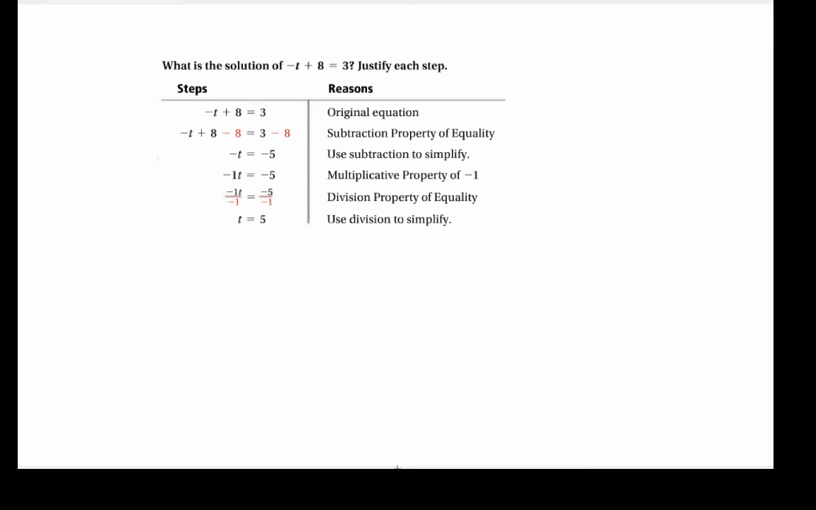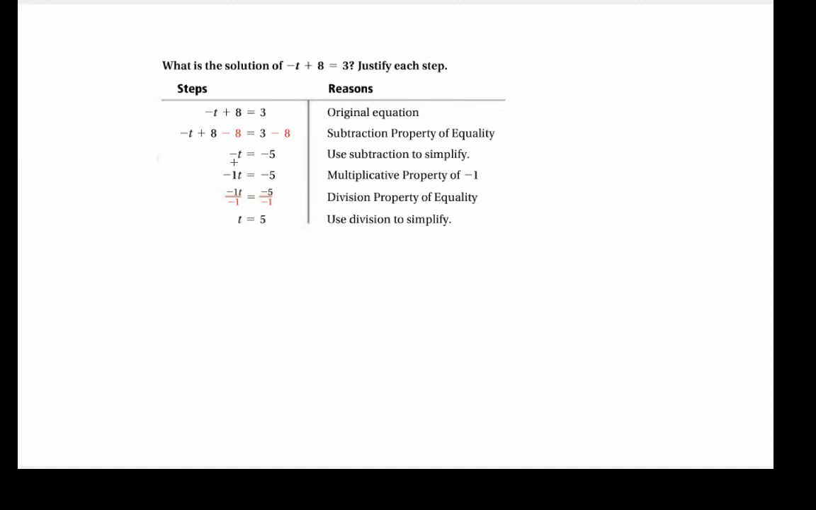And the reason that we're doing what we're doing and the reason that we can do what we're doing is because of these properties. So my original equation was negative t plus 8 equals 3. I'm trying to isolate t. 8 is being added to t, so I'll subtract 8 from both sides. So I get negative t plus 8 minus 8 equals 3 minus 8 by the subtraction property of equality. Simplifying that, I get a negative t on the left side. I get a negative 5 on the right side. We're just using subtraction to simplify. That would be the reason to go from this equation down to this equation.